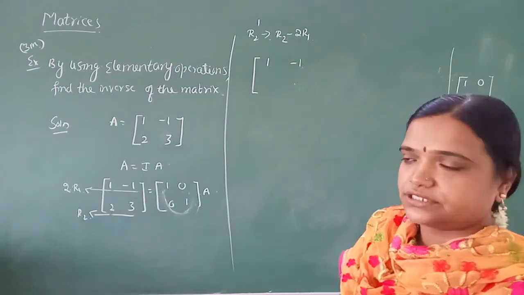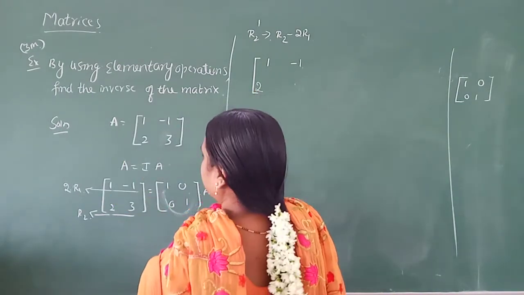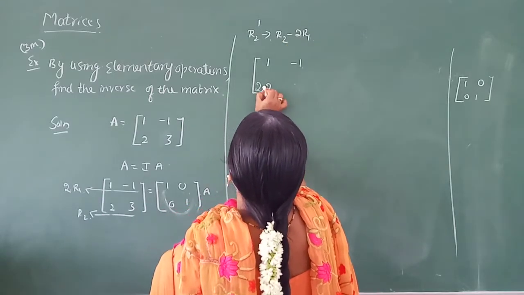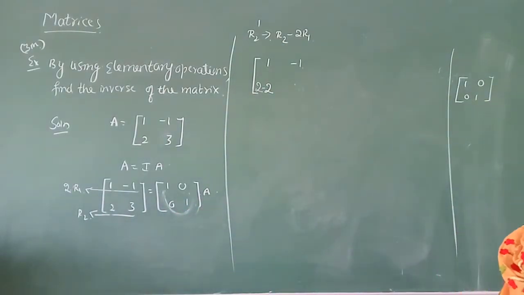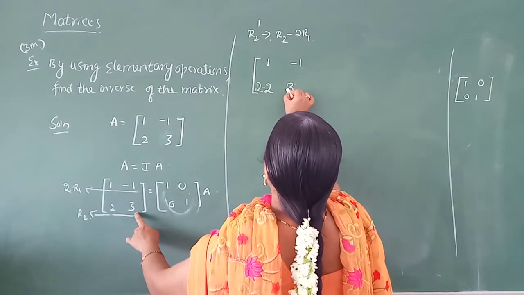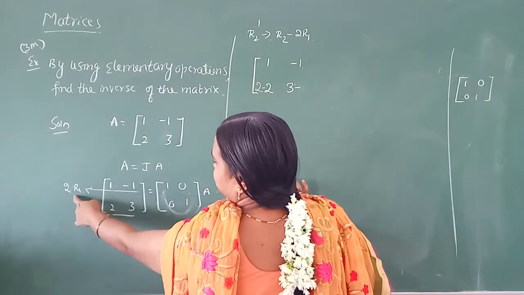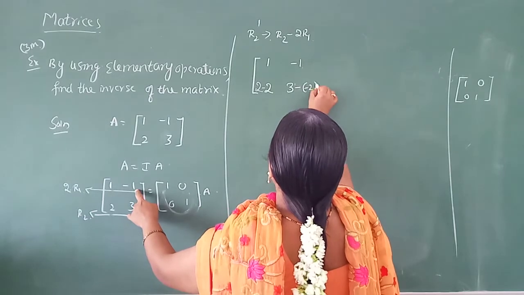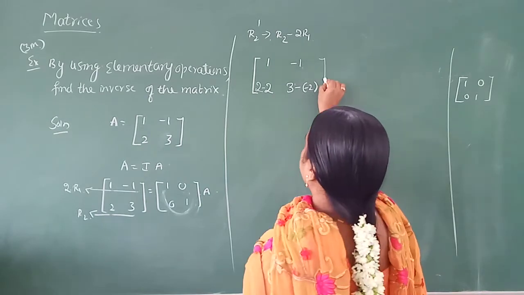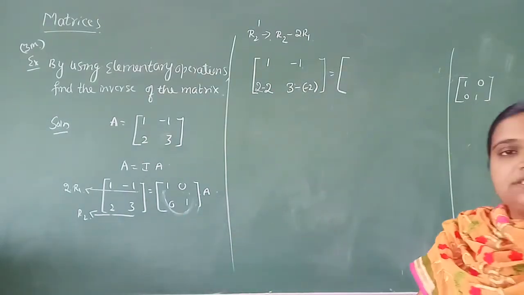There is no change. Only which row changes? The second. Therefore we are writing 2 multiplied by 1, into 2. What we get is 2 only. In between, which sign is there? 2 minus 2. Okay. Next, 3 minus the second 1, 2 into minus 1. What we get is minus 2.